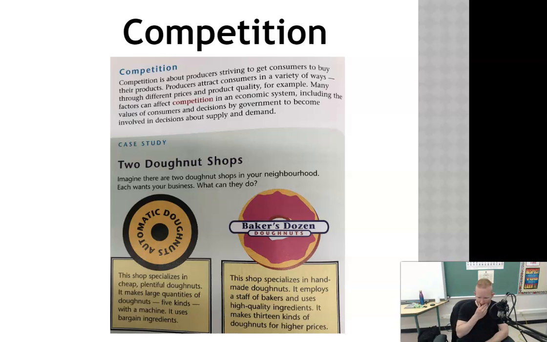And the other one, we got Baker's Dozens. This shop specializes in handmade donuts. It employs a staff of bakers and uses high quality ingredients. It makes 13 kinds of donuts for higher prices. So, same product, donuts, but the audience that they're going for is very different. That is how two companies selling the same product can still coexist in the same area.